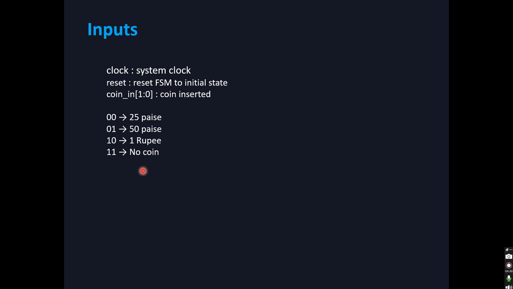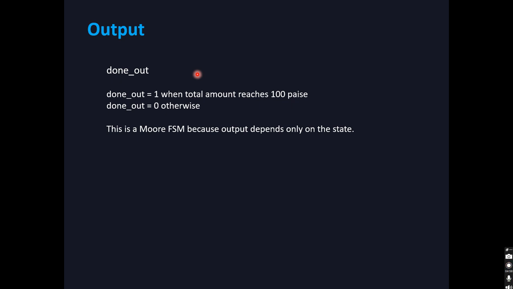We have to cover the corner cases, right? So that many states we will design. These are the inputs we have. For 25 paise it is 0, 0 and for no coin it is 1, 1. These are the states we have. Since they are 2 bits, we declare the coin input as 1 down to 0. And we are using the system clock, with any frequency you want. No problem. And this is the output.